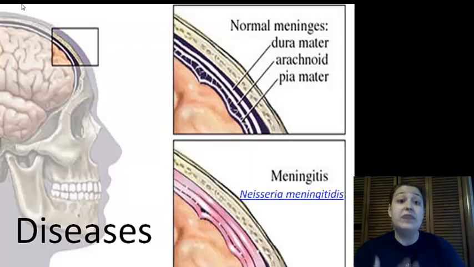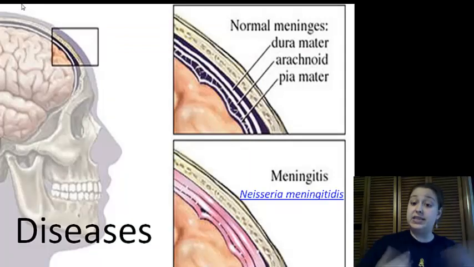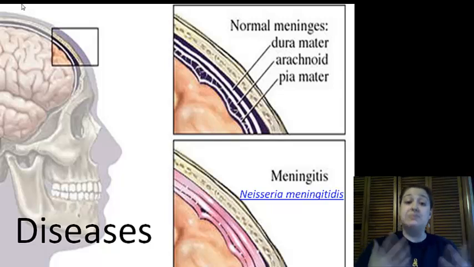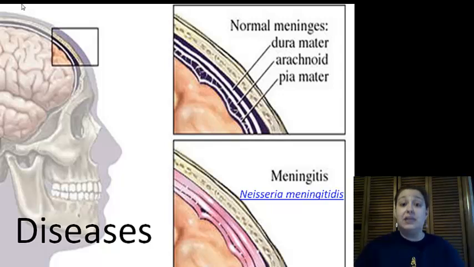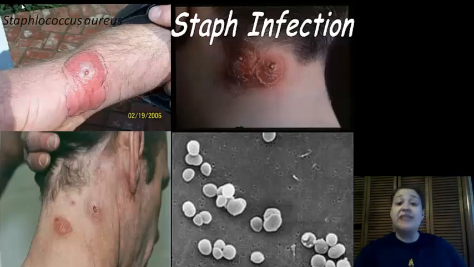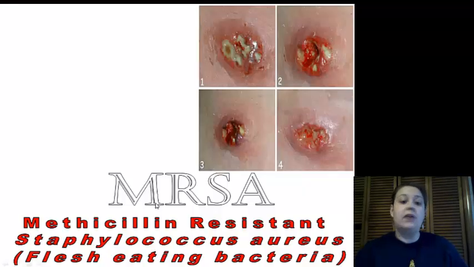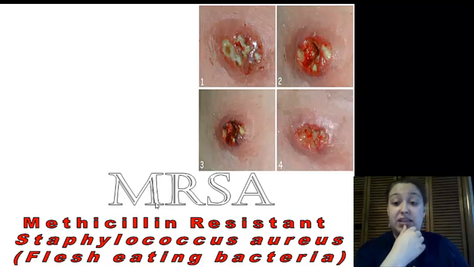Diseases. We know that certain bacteria causes certain diseases. Well, Neisseria meningitidis actually causes meningitis, which is the swelling of our brain layer and causes pressure on the brain. Staphylococcus aureus can cause a skin infection that causes huge amounts of swelling and pustules at the site of the infection. Okay, MRSA, methicillin-resistant Staph aureus, is known as the flesh-eating bacteria.